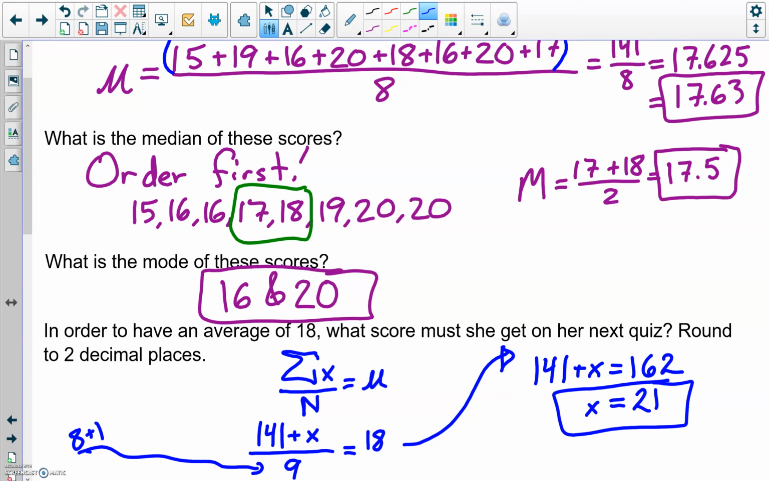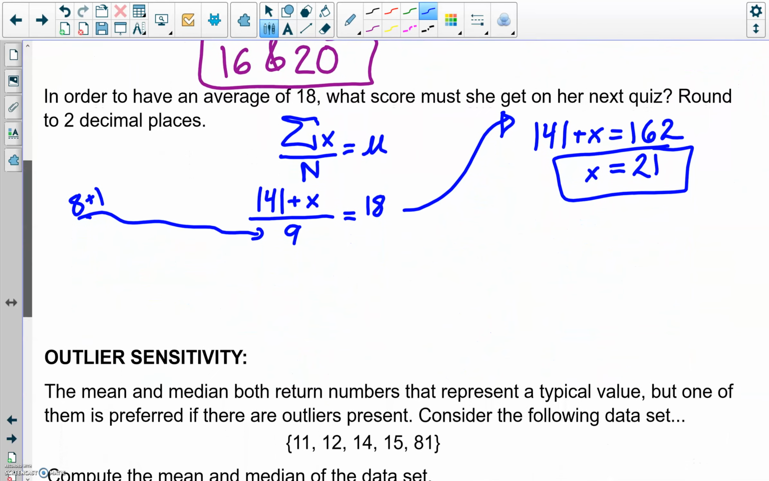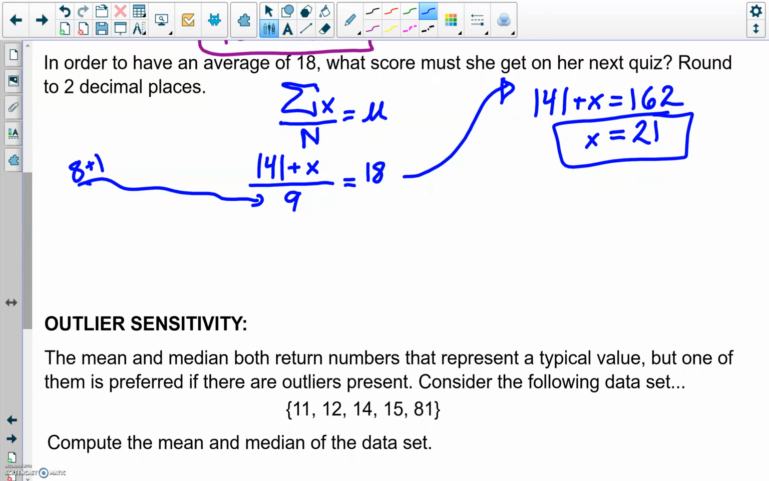Now, unfortunately, if this quiz is out of 20 points, she's not going to be able to reach that average. But at least she knows that now going in.